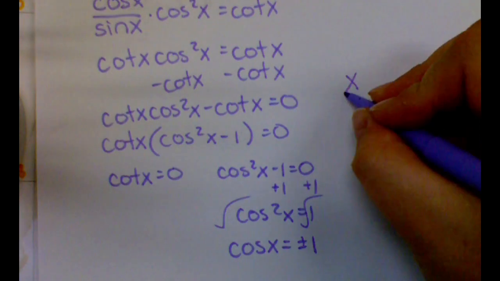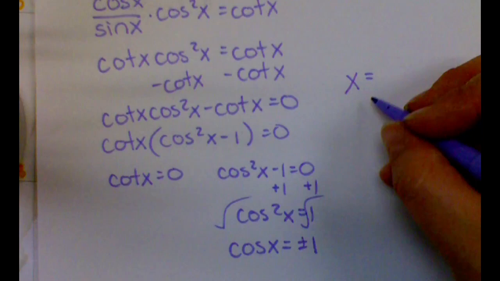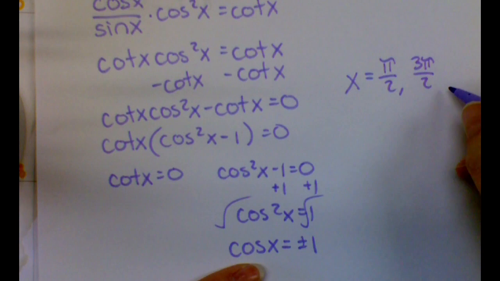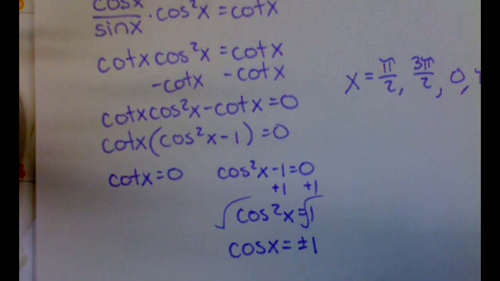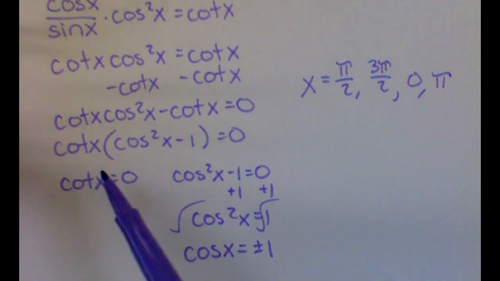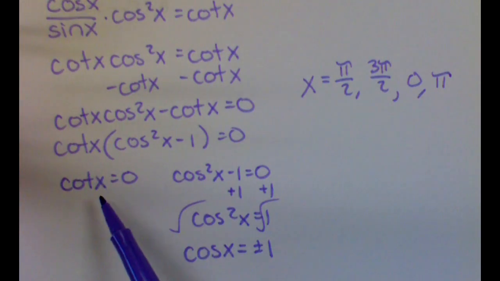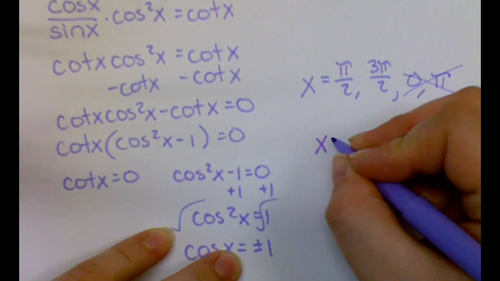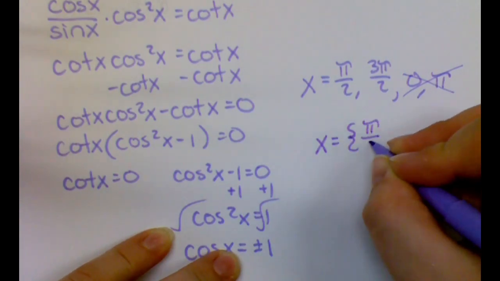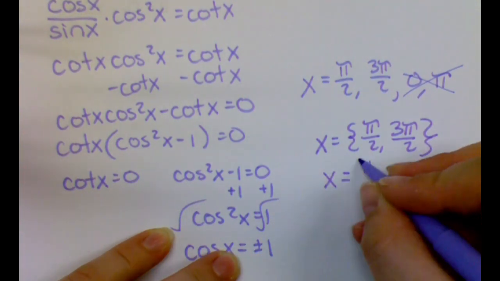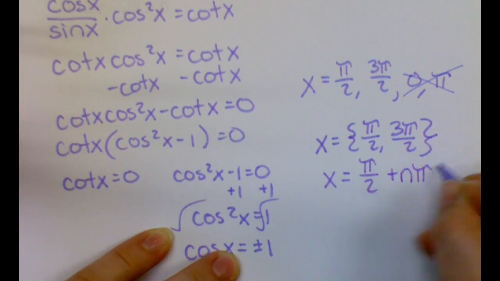All right, my answer is, where does cotangent equal 0? That's at pi over 2 and 3 pi over 2. Where's cosine equals plus or minus 1? 0 and pi. But always think about, does any part of my answer make any part of the problem undefined? Well, the cotangent of pi is undefined, and the cotangent of 0 is undefined. So those are extraneous solutions. So my answer is actually just pi over 2 and 3 pi over 2. Which means my general solution can be pi over 2 plus n pi.